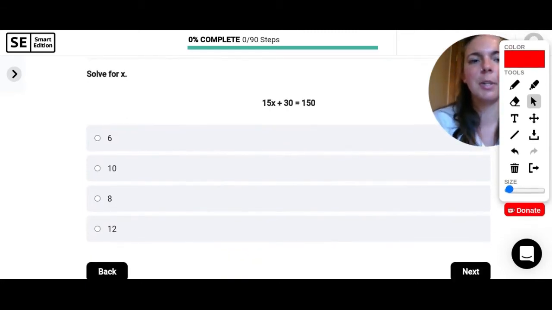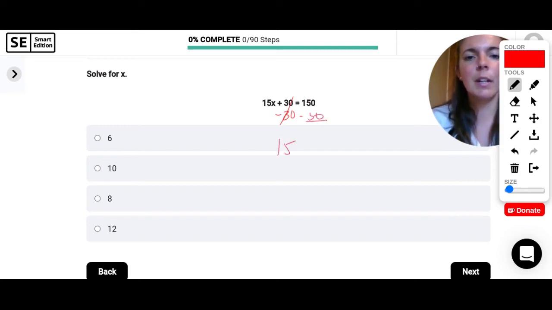Okay, here's another algebraic equation to solve. 15x plus 30 equals 150. So we're going to get rid of our addition first, move that over. So 15x would equal 120. And then when I divide by 15, I will get x equals 120 divided by 15 would be 8. X equals 8.